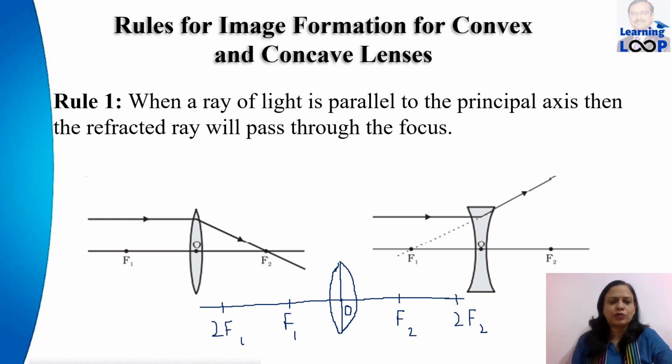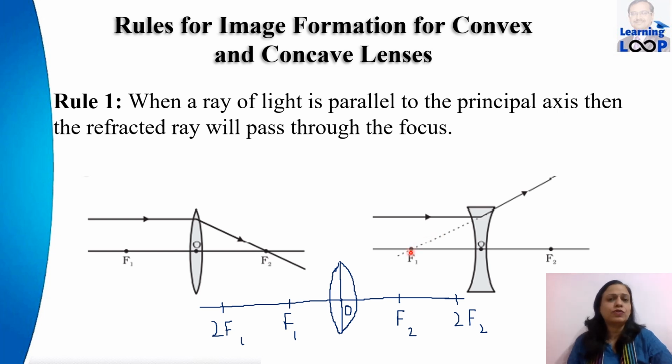So let's get back to the rule. Rule number 1 is a ray of light which is parallel to the principal axis, which after refraction passes through the focus. In case of a convex lens, which is a converging lens, it goes inwards like this. Whereas in case of a concave lens, which is a diverging lens, it goes outwards in such a way that if you extend it in the reverse direction, it will appear to pass through the focus.